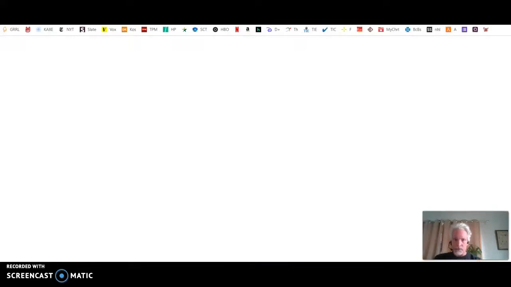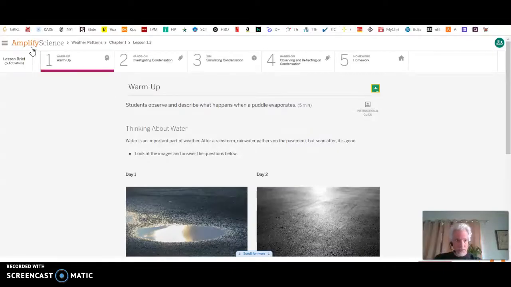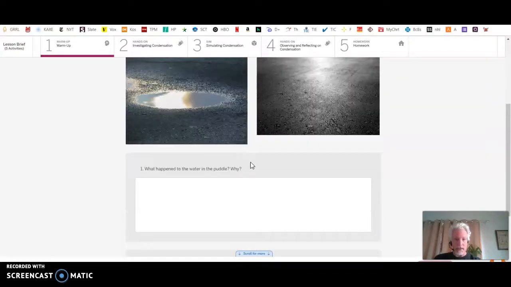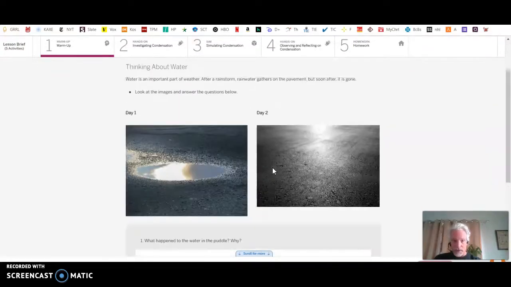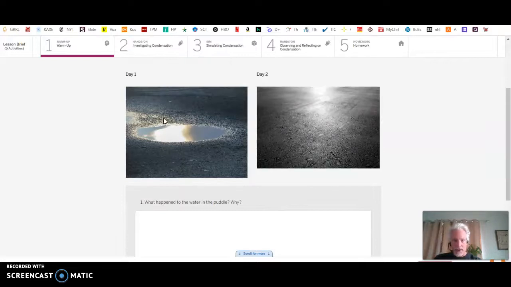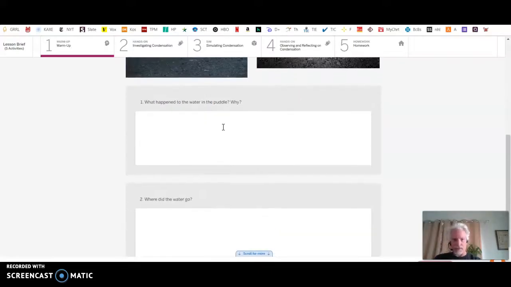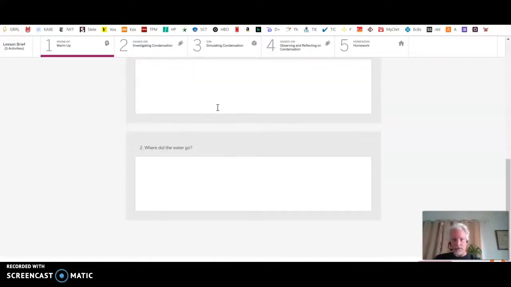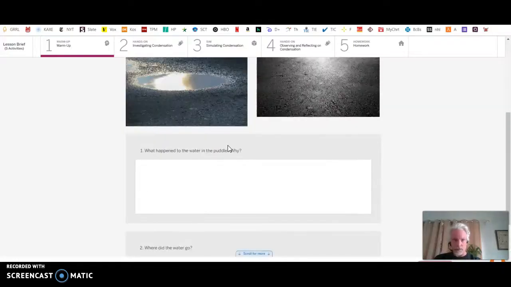The activity we're going to do today is Amplify 1.3. We're going to do the warm-up. The warm-up simply has you, so you're going to stop this in a moment and answer these questions. What happens if it rains out, and then that puddle after the rain, how does it disappear? What happened? So write your thoughts here. Once again, don't spend too much time on it. Full sentences, you know the drill. Do a good job, but don't sweat it. It's not going to be graded other than for completion.